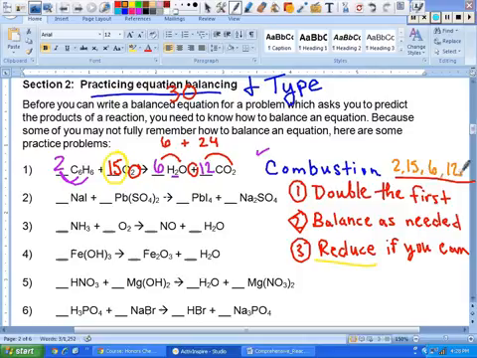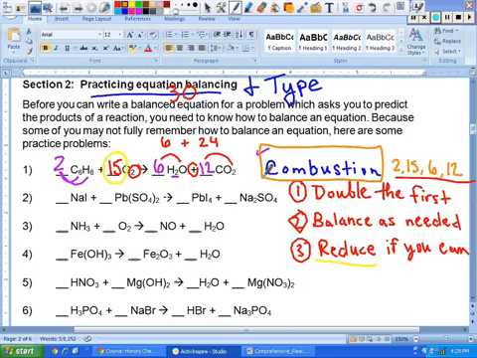Now, I'm not going to go through any of the rest of these guys. I can't help you balance. You just need to practice to help you learn how to balance. And again, also on all of these, I want you to label them as well. The more you practice labeling them, the better off you will be as well.